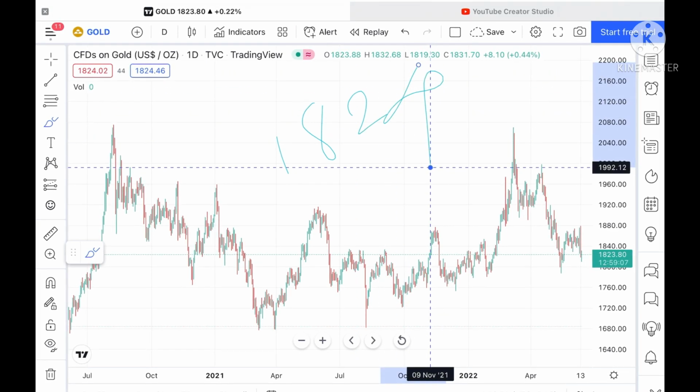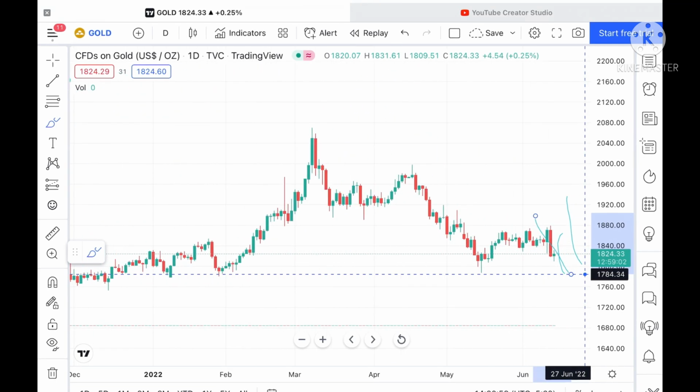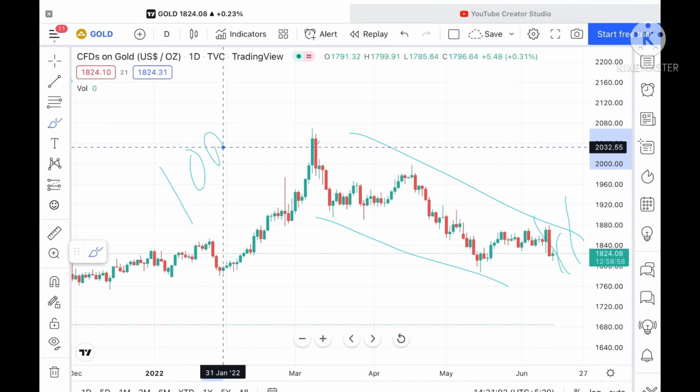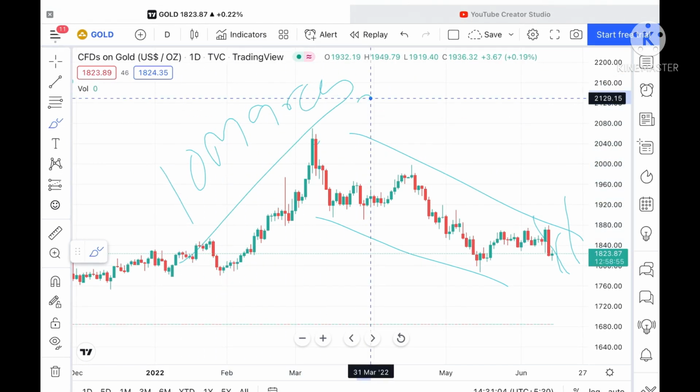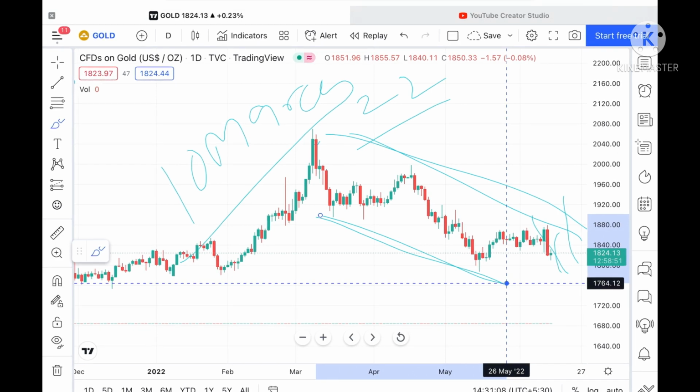So if it goes below this level, then we can see a probability of going further down, because we have seen that there is a continuous downfall. If we look from the 10th of March or the first week of March, we can see that since then we have seen a continuous downfall in the price of gold.